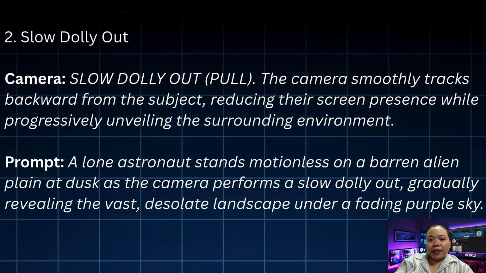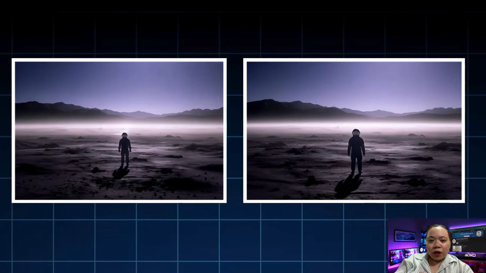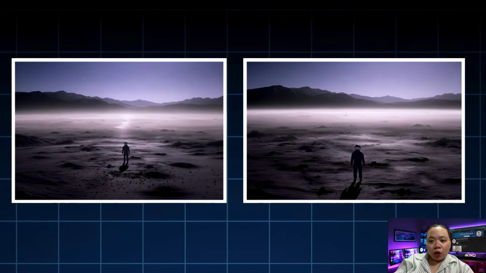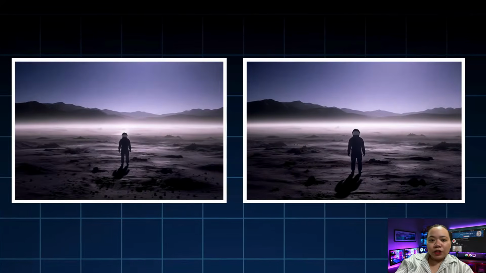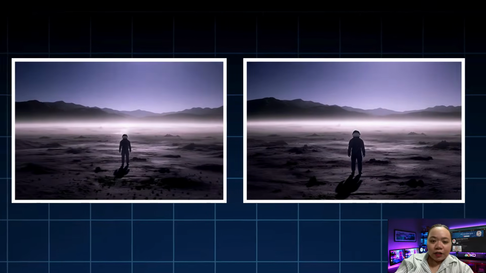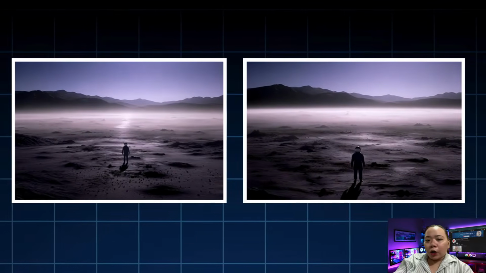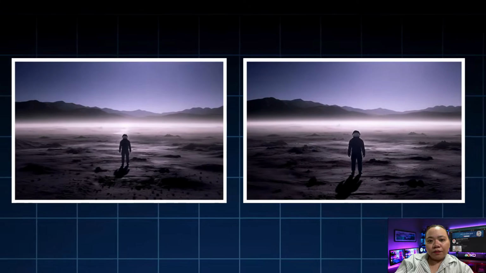Second one is slow dolly out. This is the opposite effect. The camera slowly pulls away from the subject, revealing more of the environment. Emotionally, this shifts attention from the character to the world around them. Use this for endings, isolation, reflection, or moments where the environment becomes more important than the character.